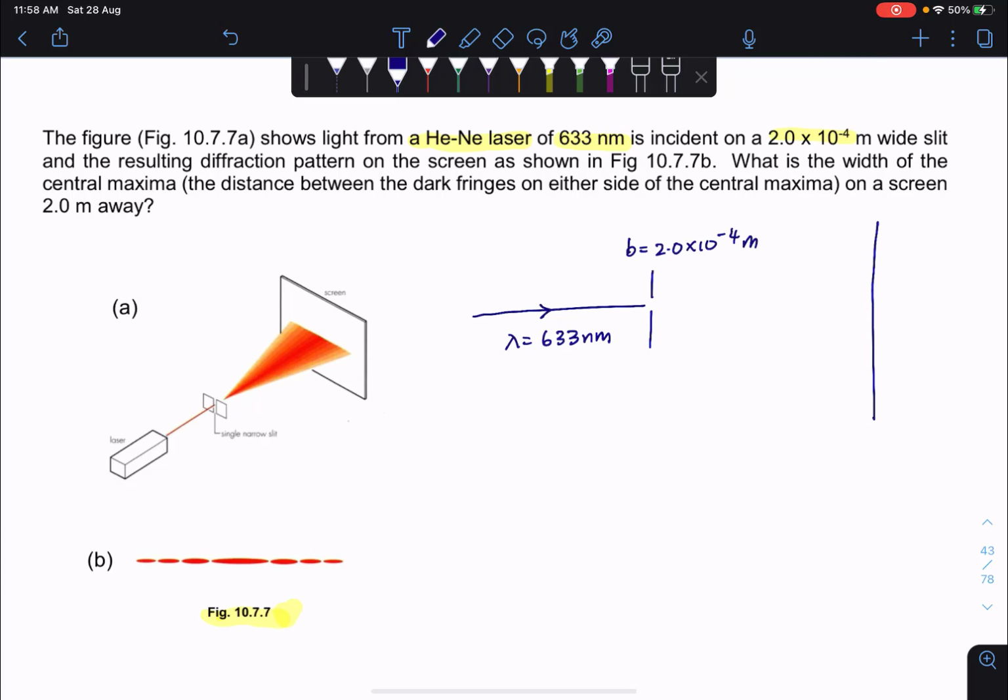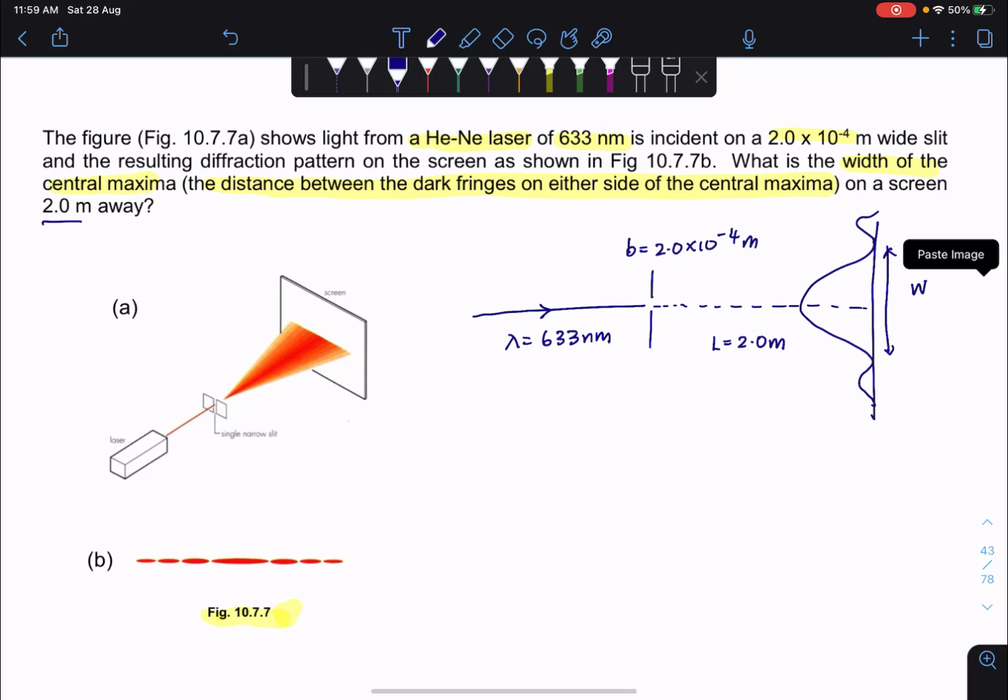It results in a diffraction pattern. I'm just going to draw the diffraction pattern, the intensity pattern, and it's formed on a screen, and the screen is actually 2 meters away. So I'm going to just write it down here. This is 2 meters away. The question asks me to find the width of the central maximum, and it defines it to be the distance between the dark fringes on either side of the central maximum. So if I were to put this on the diagram, this would be the width.